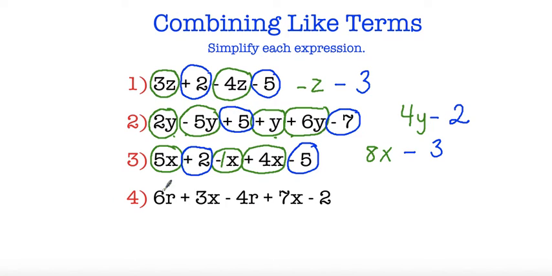So here in my expression for number 4, my first term is 6r, and I could combine that not with 3x, even though these both have a variable, they're not the same variable, so I can't combine them. But I could combine it with negative 4r, and those are the only 2 terms I could combine in this expression. So 6r minus 4r is 2r.